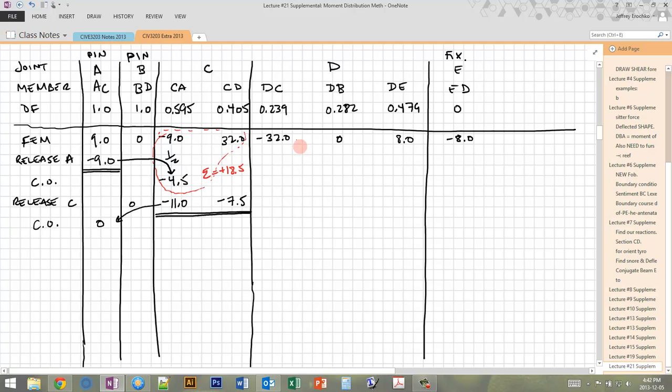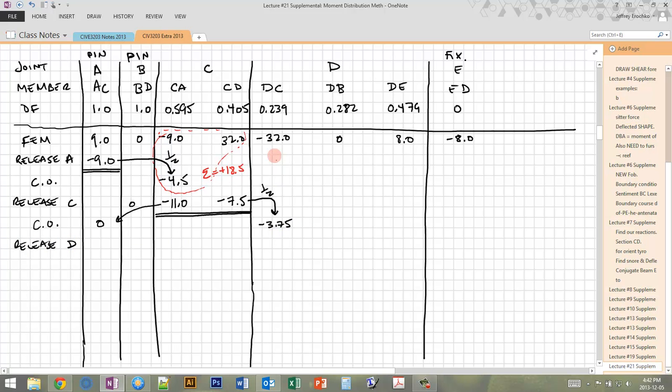There's no carryover factor. But then for CD, that's going to carry to DC. So we can add that one. That's going to be a carryover of a half. So this is negative 3.75. So again, we're carrying over the same sign. We're just dividing it by 2. And that's it for joint C. So now we can move on to joint D. So let's release D.